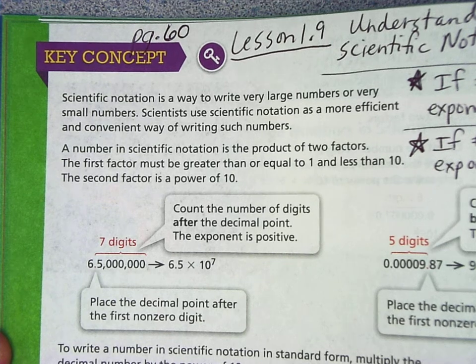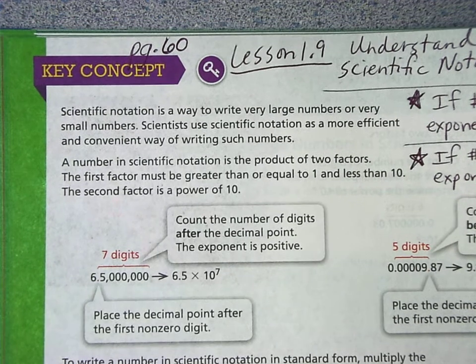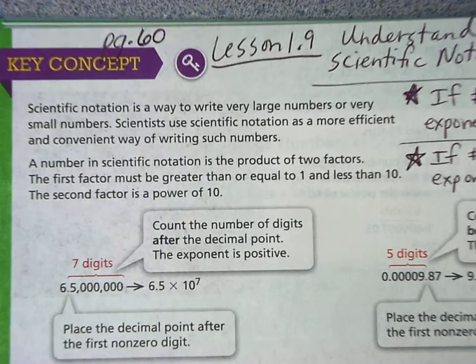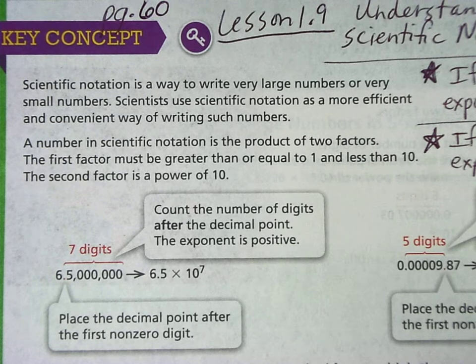Welcome back. We are on page 60 and we're going to look at understanding scientific notation. Scientific notation is a way to write very, very big numbers or very, very small numbers.